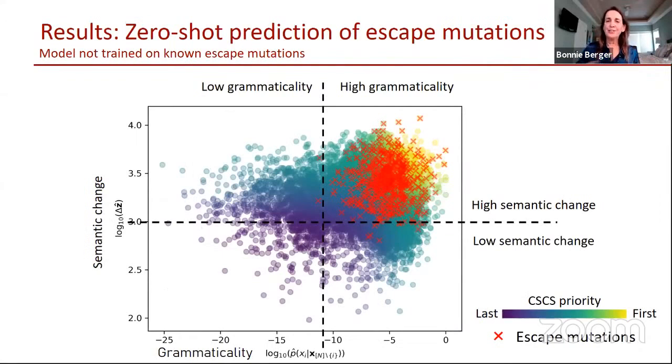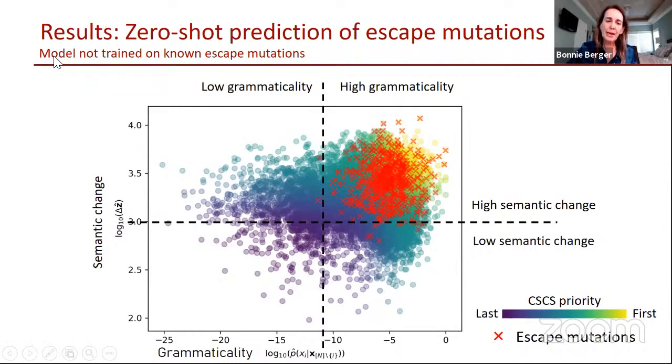Another thing we can do is that we can predict escape mutations by not training on those known escape mutations or those verified experimentally. We do not train on those. And that's known as an area called zero-shot learning, which is a really challenging area of machine learning.